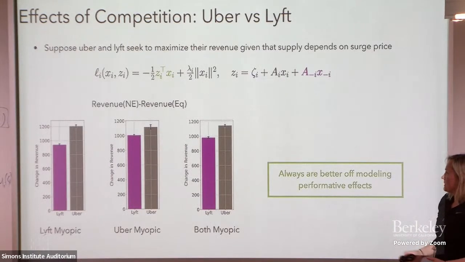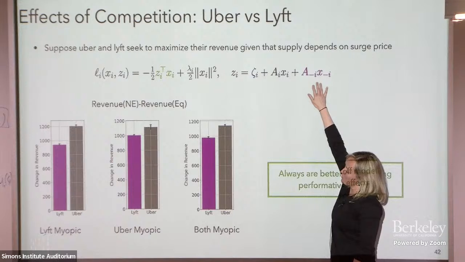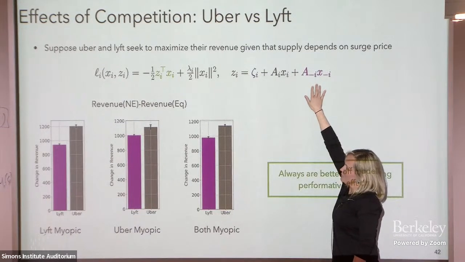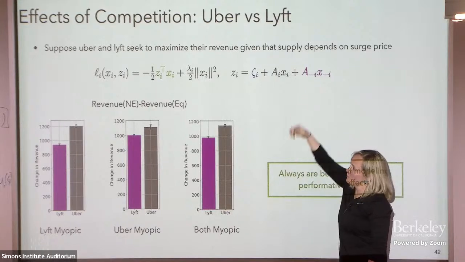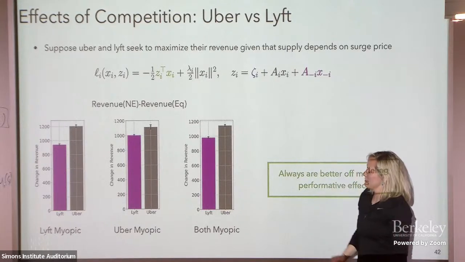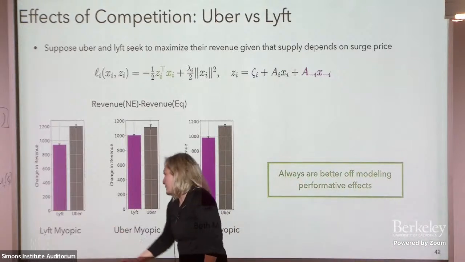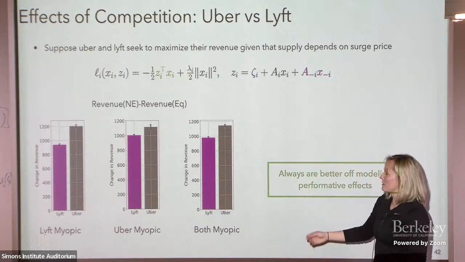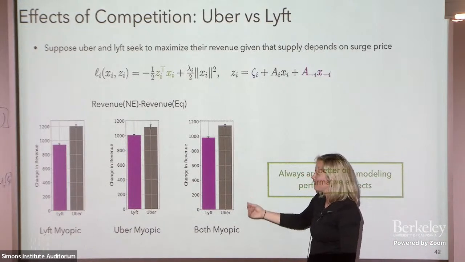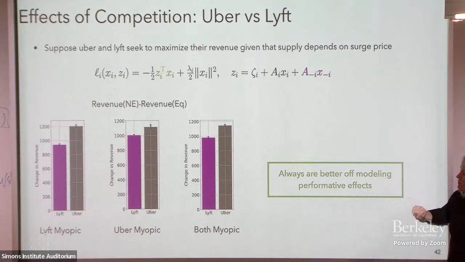The first is just a simple observation: if players ignore the performative effects due to competition, and we compute the resulting equilibrium of the learning process where they are myopic, whether Lyft is myopic individually, Uber is myopic individually, or both are myopic, they perform better, with more revenue, under the Nash equilibrium. So this suggests that modeling performative effects is a positive thing for players to be doing.